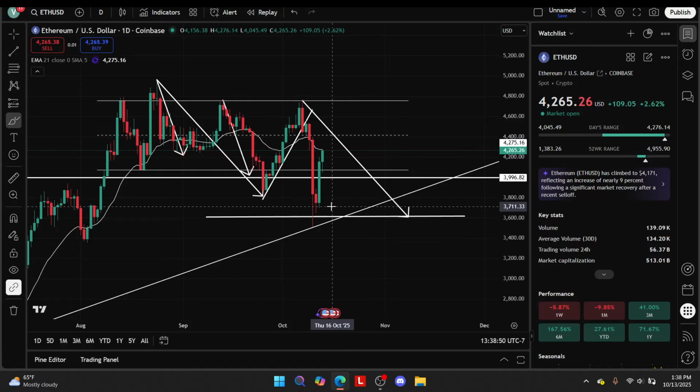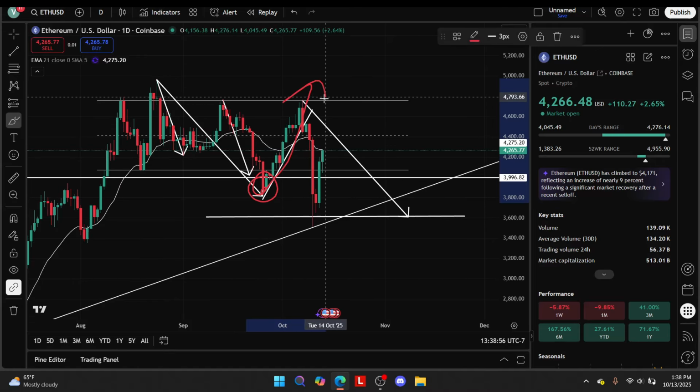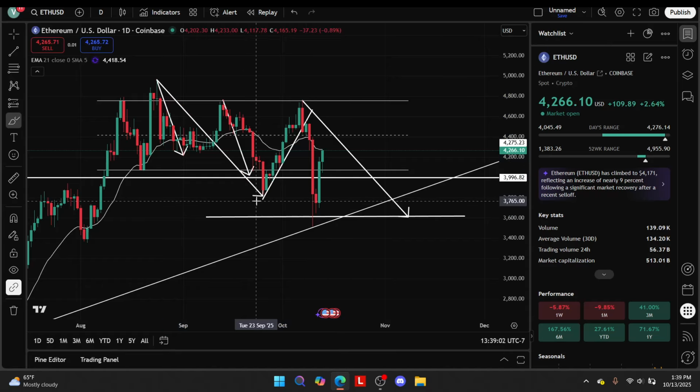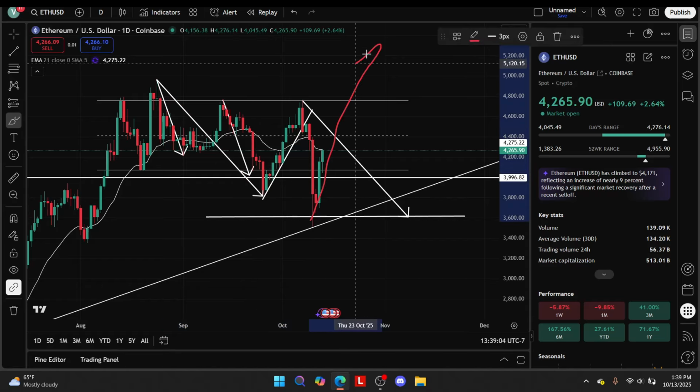So that just means that this correction looks to be complete as of right now. Instead of breaking out here and moving up higher, we just had to do a bigger correction, trap a bunch of shorts into the trade, trap a bunch of longs out of the trade, and then start moving up higher.